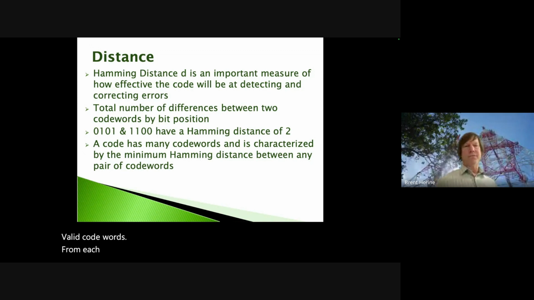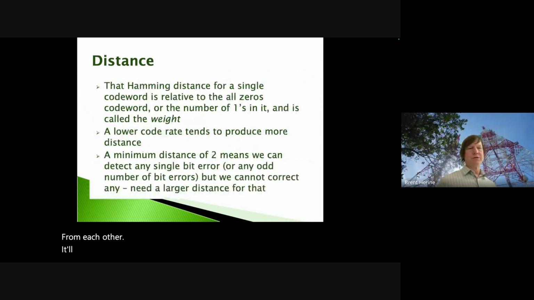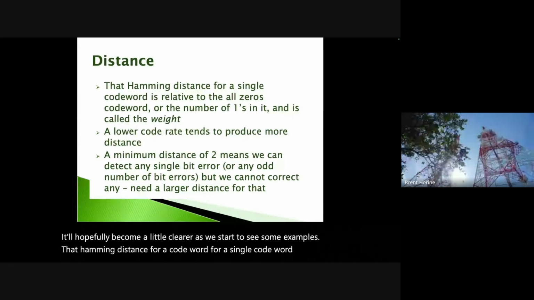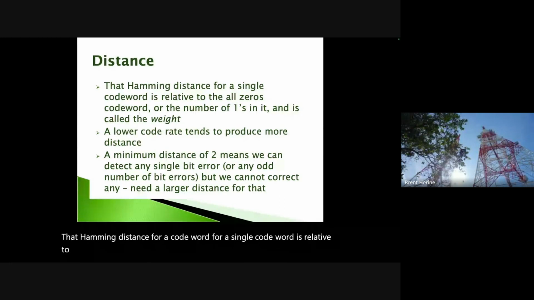It'll hopefully become a little clearer as we start to see some examples. That Hamming distance for a single code word is relative to all the zeros in the code word, or the number of ones in it, and is called the weight.